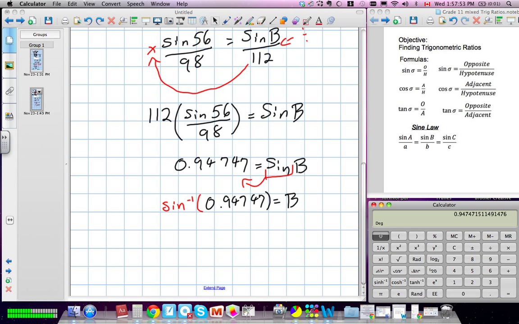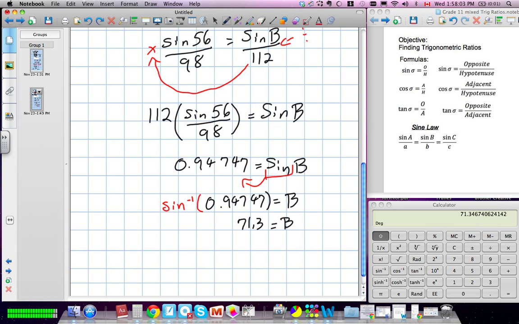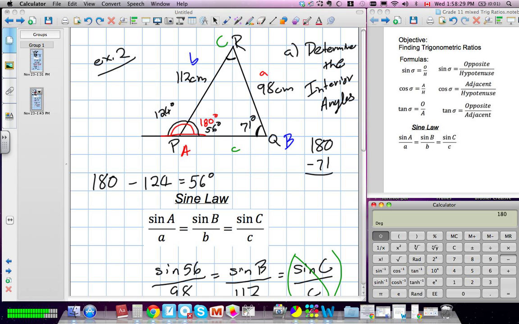Now I could use sine law again to finally find angle C, but there's a much faster way. I subtract both from 180 because a triangle's angles add up to 180. So we have 180 subtract 71, subtract 56, equals 53. So we now have the measurements of all the interior angles here. 53 was our angle for C.